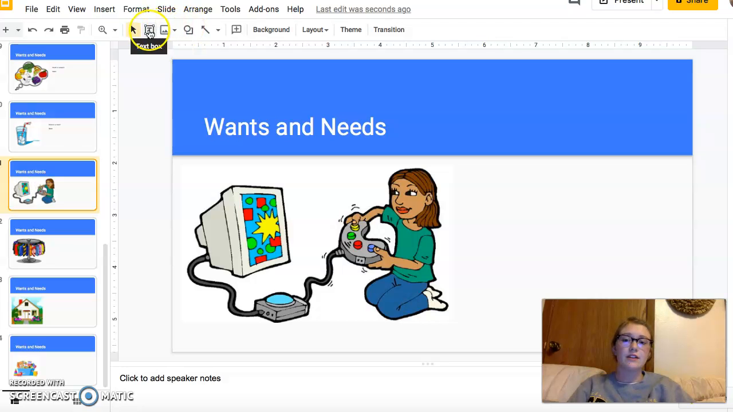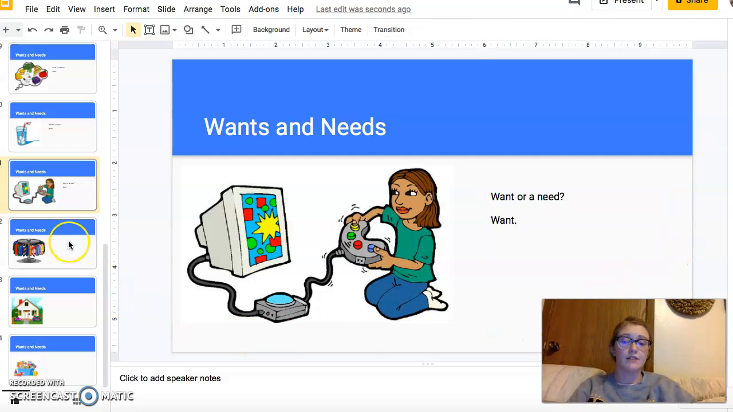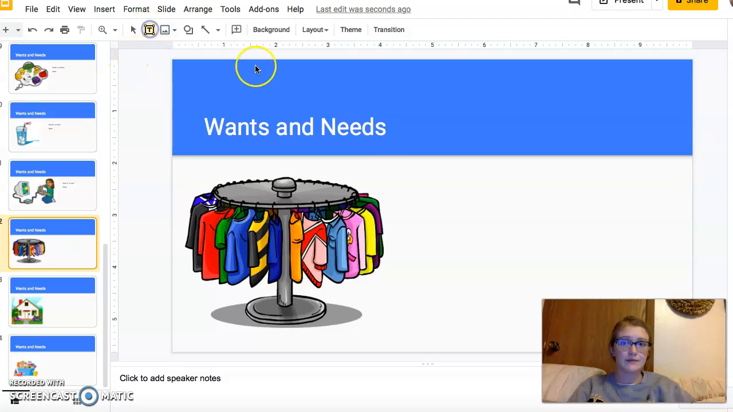The next thing on the list is video games. So are video games a want or a need? Go ahead and write it on your sheet of paper. Video games are a want. We do not need video games to survive, although they are very fun.